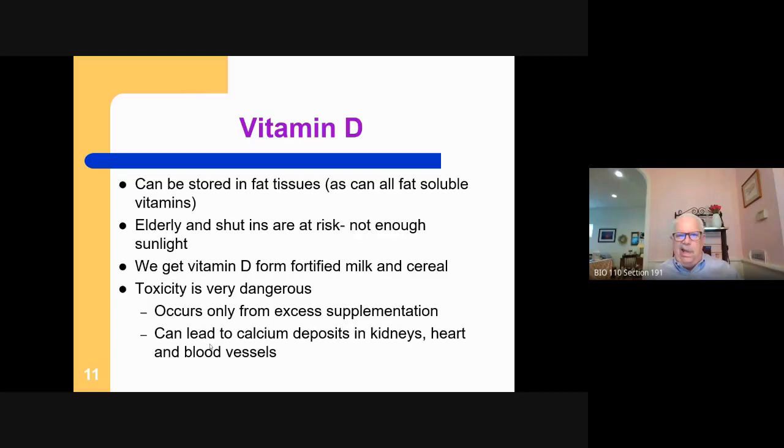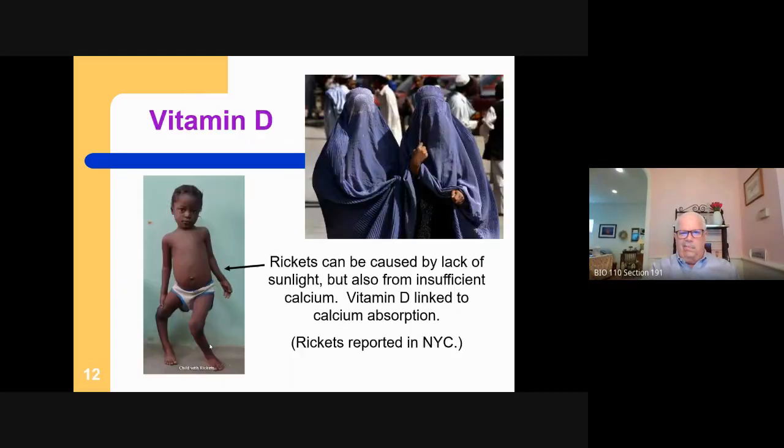The toxicity is horrible because it will make you absorb more calcium, and when you absorb more calcium, you get kidney stones. You get heart disease and blood vessel disease. So that's vitamin D, okay? A lack of vitamin D is called rickets.